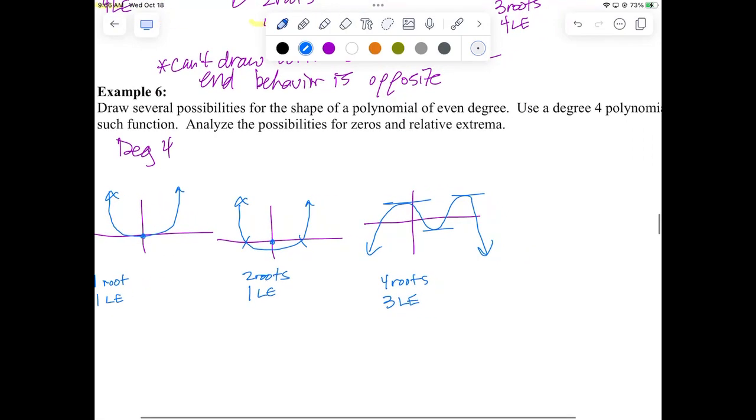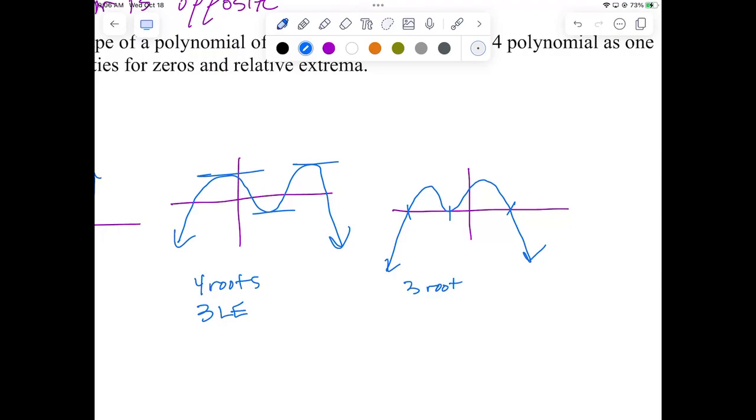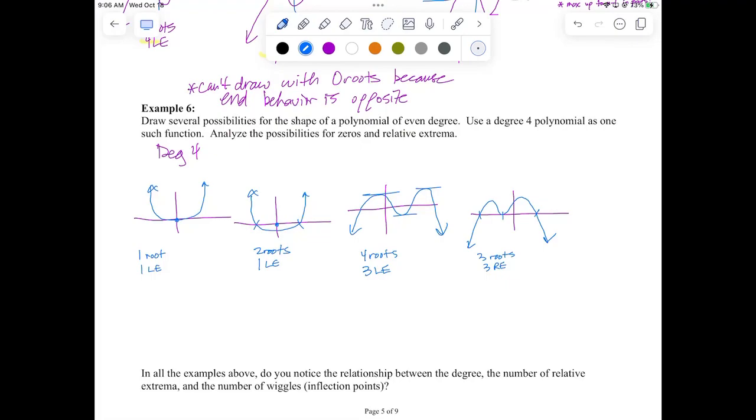Okay, good. Let's see. We have 1 root, 2 roots. Let's see if we can draw with 3 roots. With 3 roots, it should be pretty easy. Just come in and cross, bounce on one of them, and then cross like that. And now I have 1, 2, I have 3 roots, and I still have 3 relative extrema. Very good, very good. Can we draw with 0 roots?